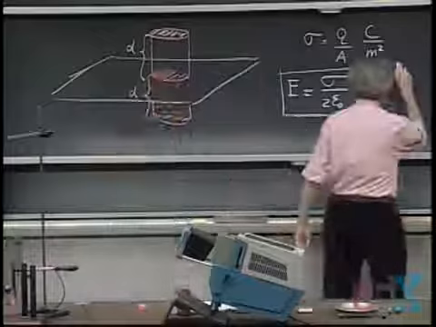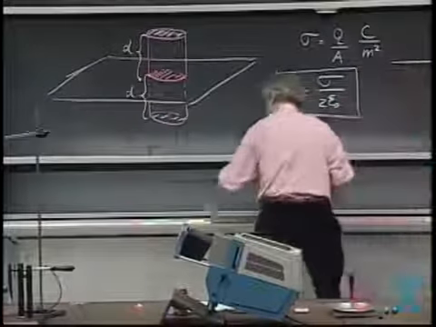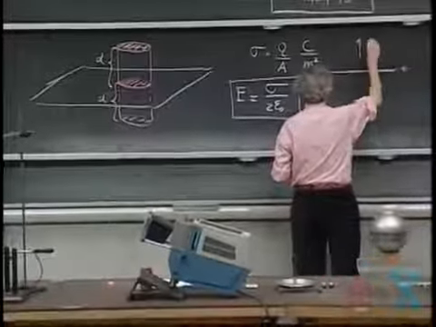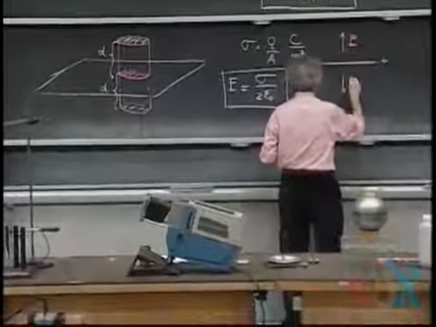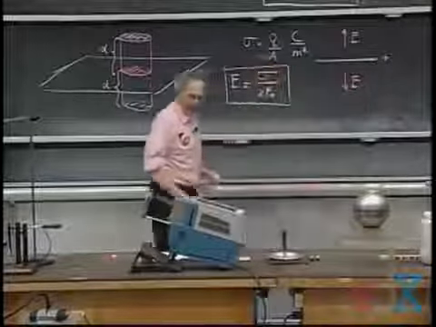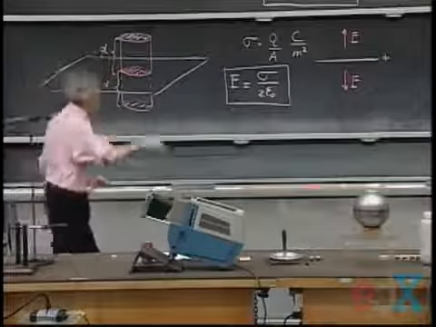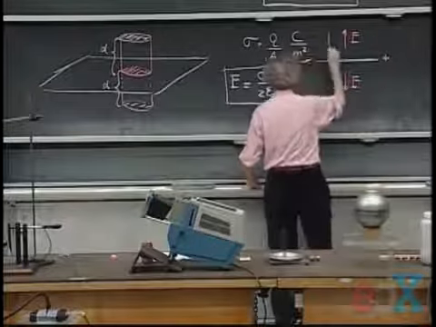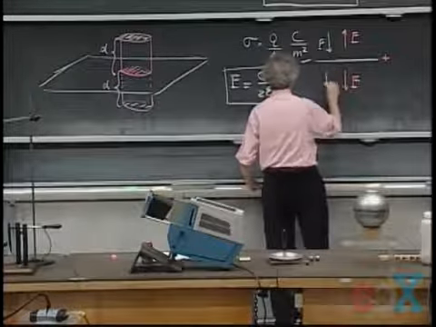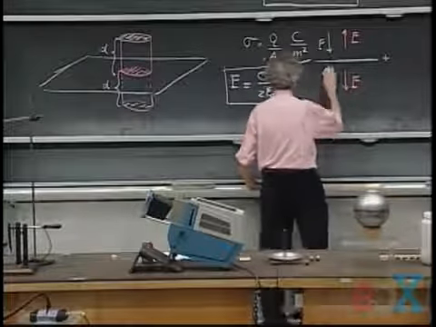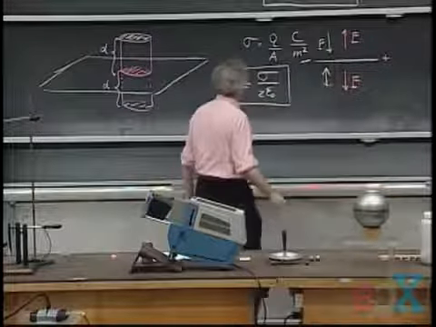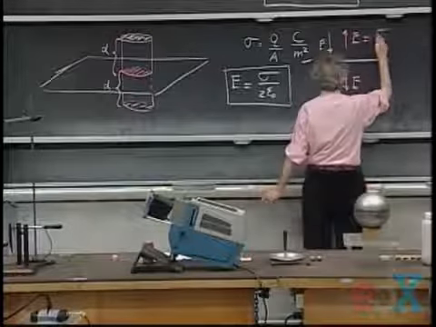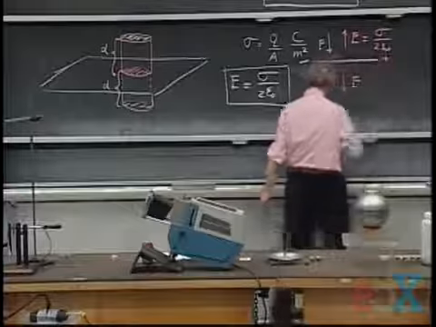So if this is that plane, and if the plane is positively charged, then E would be like this here, and E would be like this here, and it would be independent of distance. And if it is negatively charged, the E would be like so, and it would be like so, pointing towards the plane, and in all cases the magnitude would be sigma divided by 2 epsilon 0.